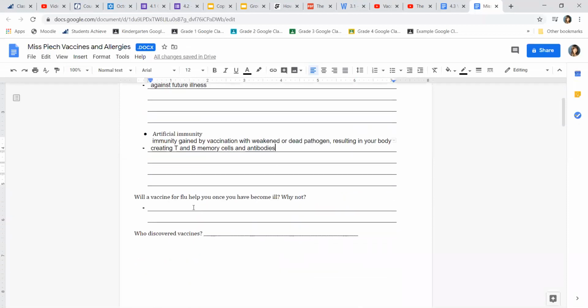Then down here, we were talking about how if you're already sick, a vaccination is not going to help. So plain and simple, no. The immune system actually requires several days to acquire immunity after vaccination. So it will not work to get a vaccination while you're sick. It's not going to help. And for who discovered vaccinations, we know that it was Edward Jenner.